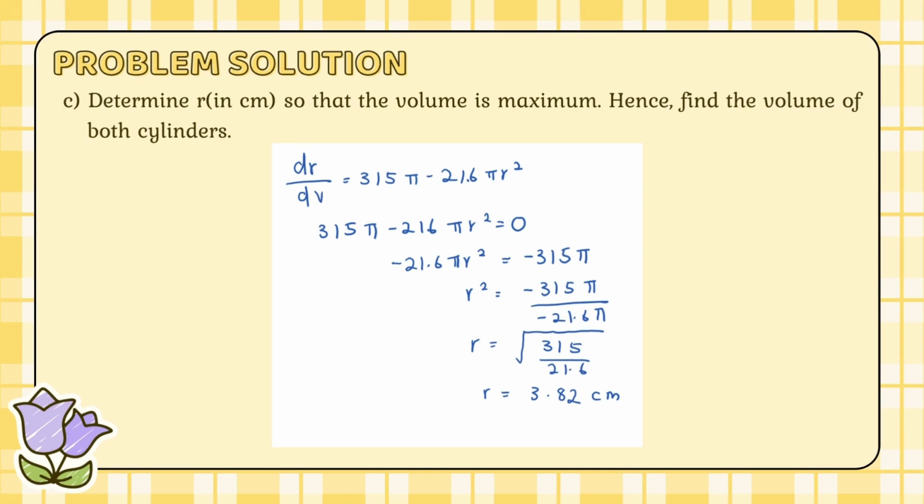From here, we can already cancel out the two negatives and the two pi's, which will leave us with 315 over 21.6. Then, since there is a square on the r, we will move the square to the right hand side, which will turn into a square root. So r equals the square root of 315 over 21.6. Then that's where we get our answer, which is r equals 3.852 centimeter.